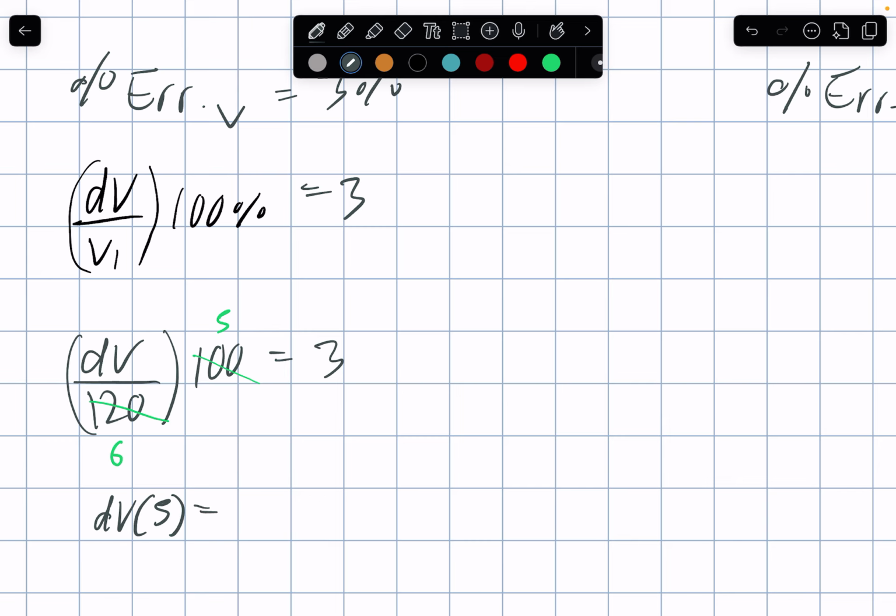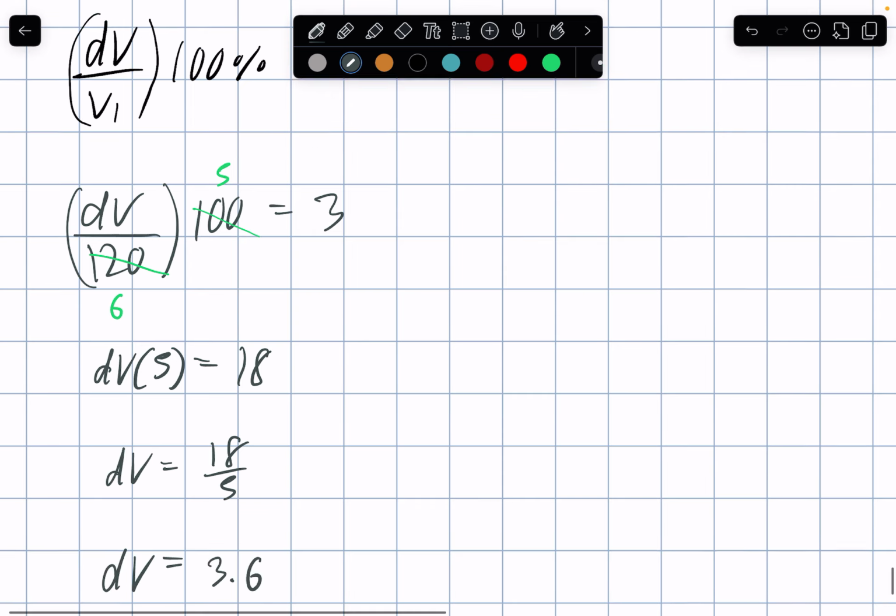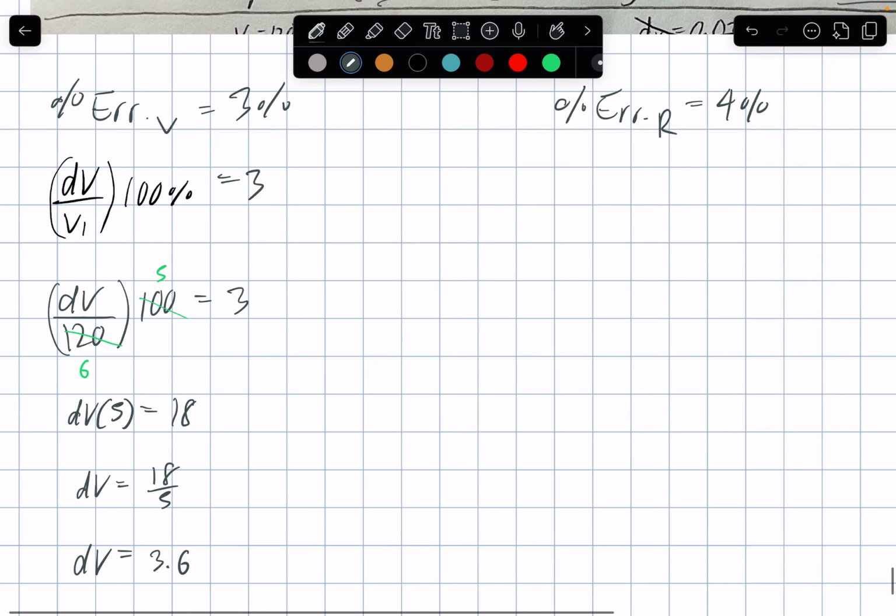dV times 5 is equal to 18, so dV is equal to 18 over 5. 5 and 15, 3 over 5, 3.6. So that is our dV.